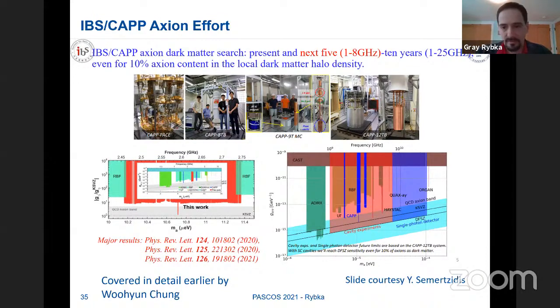I say here, but yeah, it's an amazing effort. They've got a bunch of experiments. They're starting to set some very serious limits. They've got a chance of finding the axion out there.